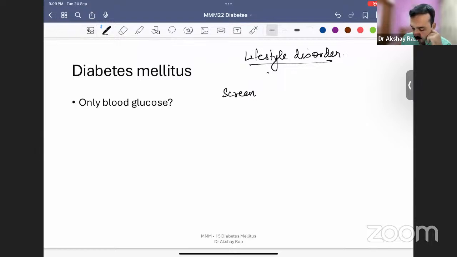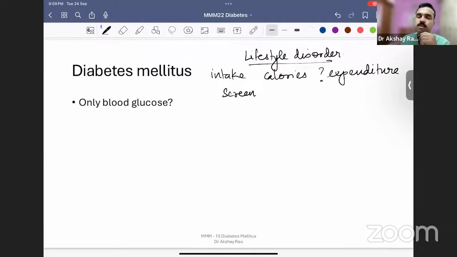It's all a balance. Calories. What is the intake versus what is the expenditure? Are you expending your calories? How? Are you working out? You need not do an intense workout, but are you spending the calories that you're taking in? That much you have to see. If you're maintaining your calorie balance, if your intake is close to your expenditure, then your lifestyle is adequate.